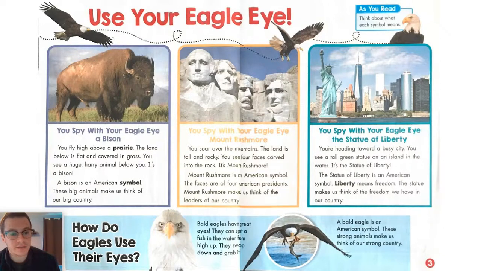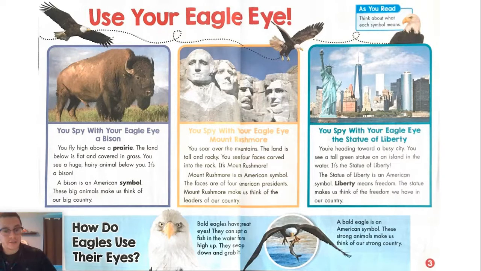How do eagles use their eyes? Bald eagles have great eyes. They can spot a fish in the water from high up. They swoop down and grab it. All right, so we know why eagles need to have great eyes right from that paragraph. They can spot a fish in the water from high up.